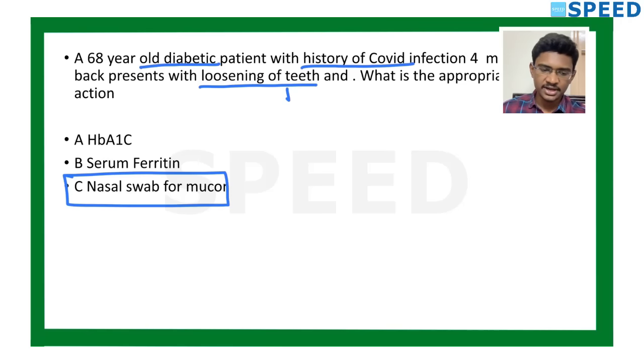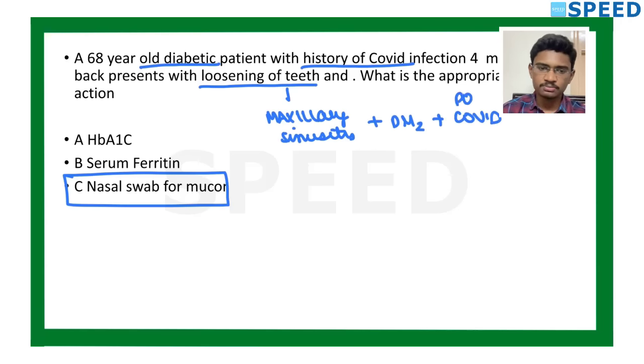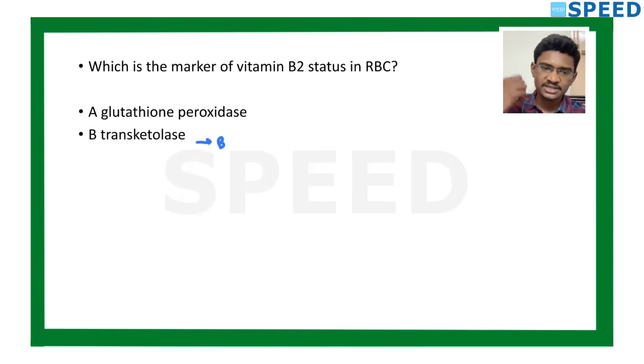HbA1c, serum ferritin, nasal swab for mucor. They are just telling the history of a post-COVID diabetic patient, plus loosening of tooth because of sinus involvement, maxillary sinus involvement, nothing but mucormycosis. So you will be taking a nasal swab for mucor. The marker of vitamin B2 status in RBC is nothing but glutathione peroxidase. Transketolase is for vitamin B1.